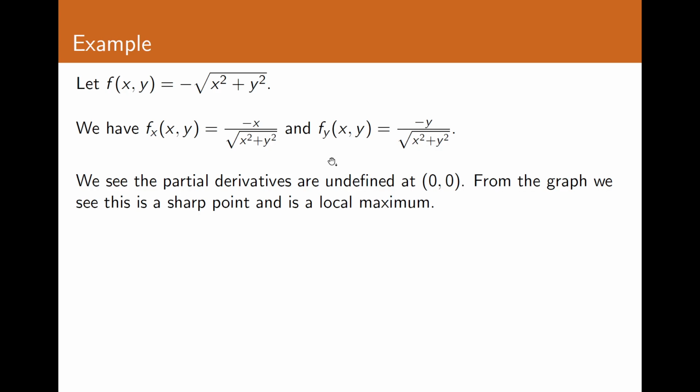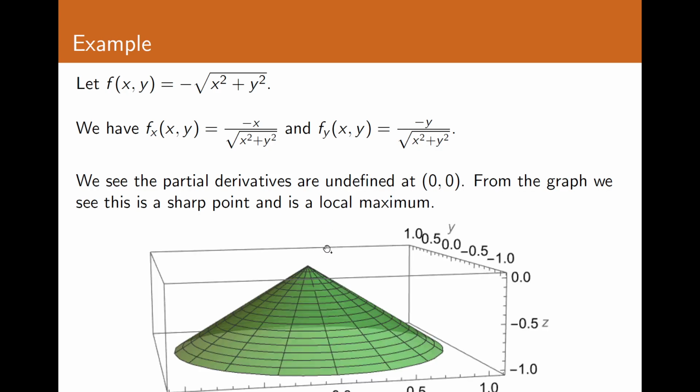And from the graph, we can see that this is a sharp point and a local maximum. So here at (0, 0), we see we come up to this sharp point. Just how we had in functions of single variables, if you had a sharp point on the graph, the function wasn't differentiable there. It's the same idea here. So we get that these partial derivatives are undefined, and we see from the graph it's a local maximum.